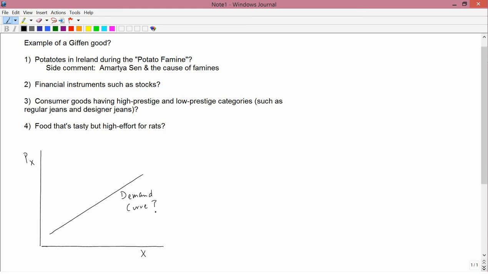The fourth thing that I have on this slide will strike you as being pretty strange. Say, food that's tasty but high effort for rats. I'm not talking here about people. Well, there is a small group of economists that do experiments, and among experimental economists, there are some that actually use laboratory animals, rats in particular. And there was economic research that was done actually by a former colleague of mine at Texas A&M, Ray Battaglio, which used rats in a laboratory setting to see whether one kind of food for rats would be a Giffen good. I have put on the website a PDF file which contains a summary of that research, and I'd like you to read that.